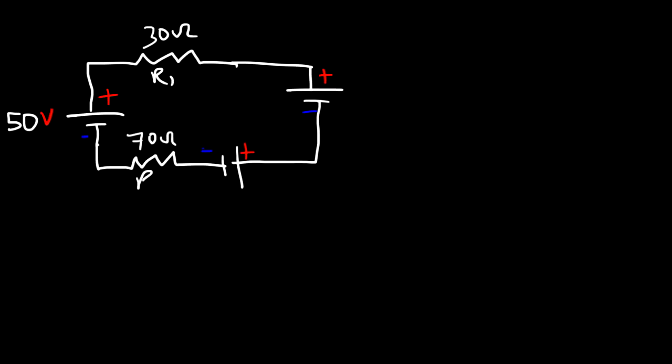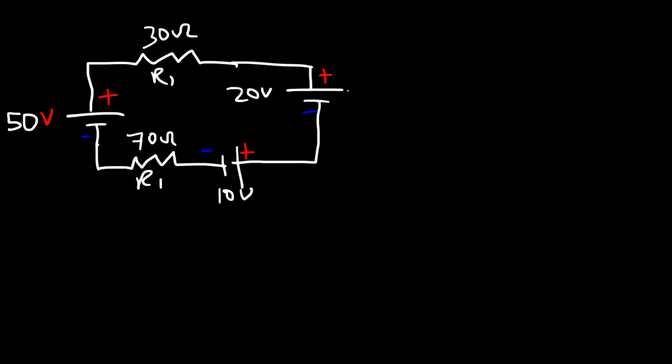Let's try another example, but one with a lot more stuff in it. So this is going to be a 50 volt battery. Here are the positive terminals, and here are the negative terminals. This is going to be 30 ohms, we'll call it R1, and then this is going to be 70 ohms, which we'll call R2. And this is going to be a 10 volt battery, and also this is going to be a 20 volt battery.